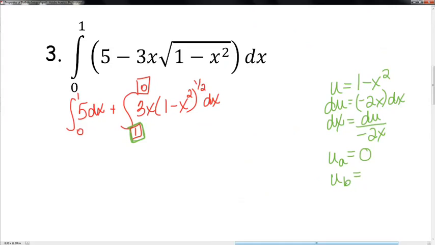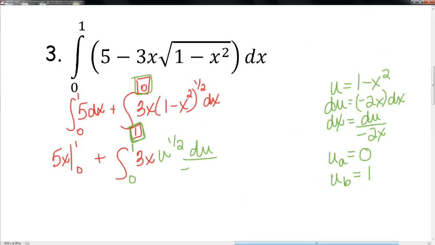So I was talking about plugging 0 into my b. So 1 minus 0 squared is equal to 1. Now we can plug in our new bounds. I'm going to take the antiderivative of 5, which gives me 5x evaluated from 0 to 1. My a is now going to be 0 and my b is now going to be 1, so it's kind of funny that it flip-flopped again. I have 3x times u to the 1/2 times du over negative 2x. Again, my x's are going to cancel.